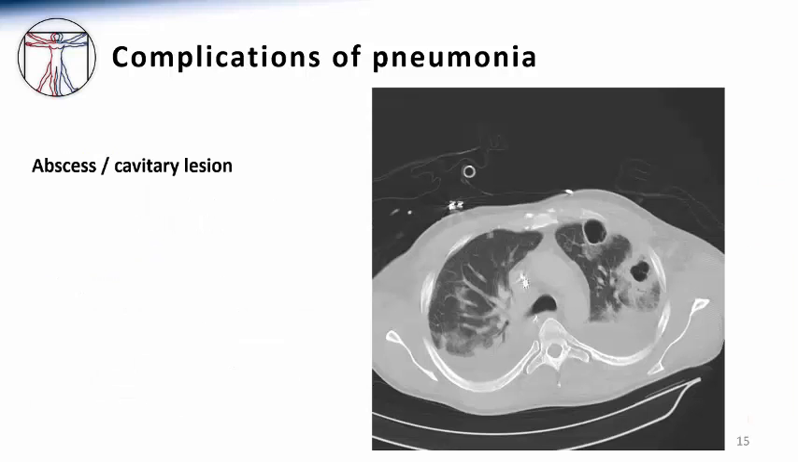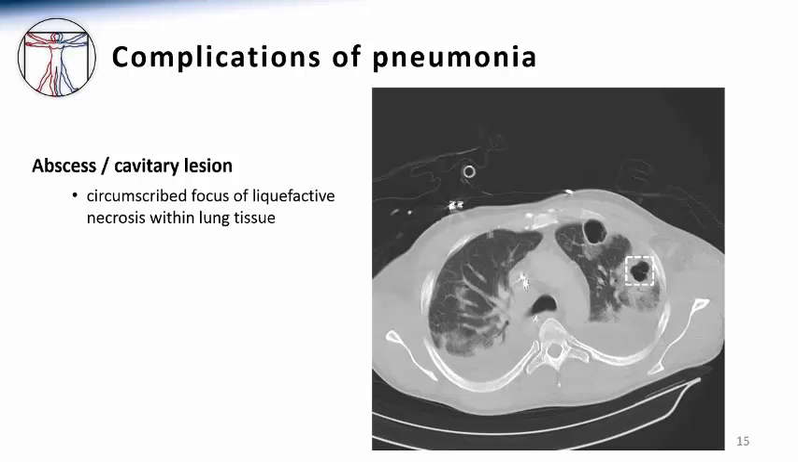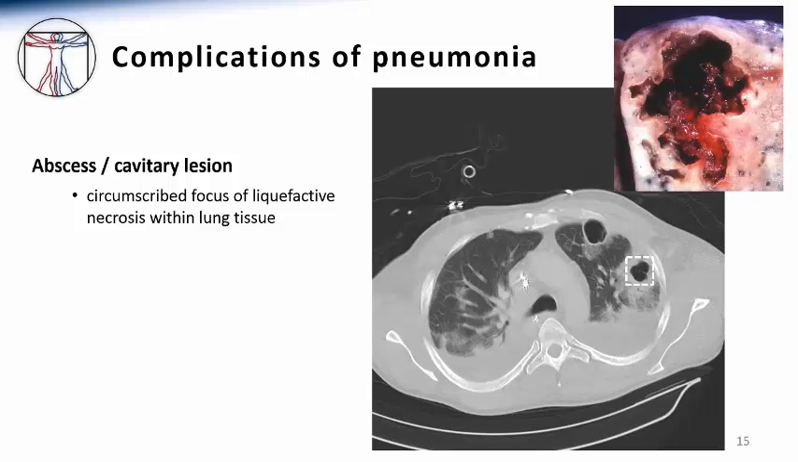Another very serious complication of pneumonia is the development of a cavity or a lung abscess. This is defined as a circumscribed focus of necrosis within the lung tissue, as can be demonstrated in the CT scan on the right side of the slide. And in this gross image of a lung cavity, you can see the necrotic changes around the wall and filling this space of this lesion in the lung.